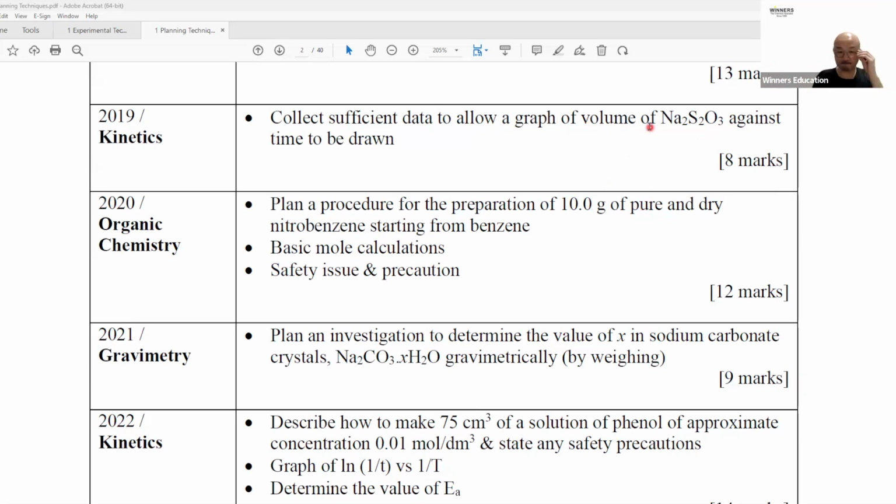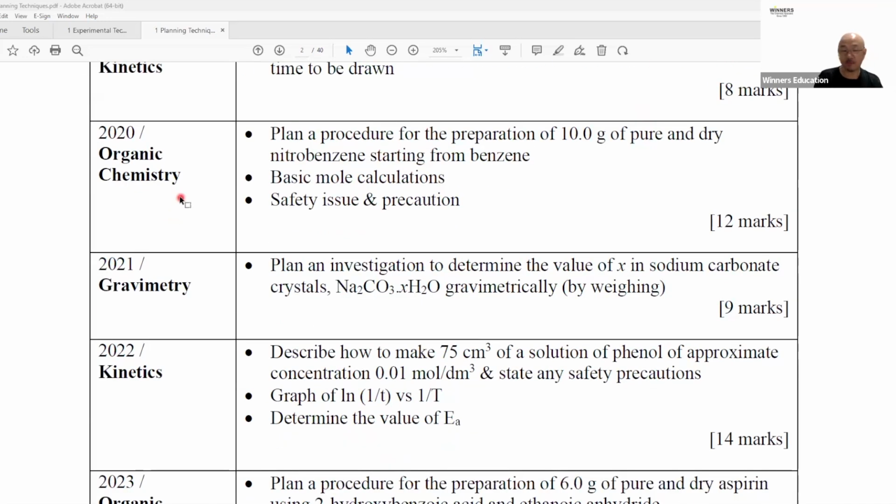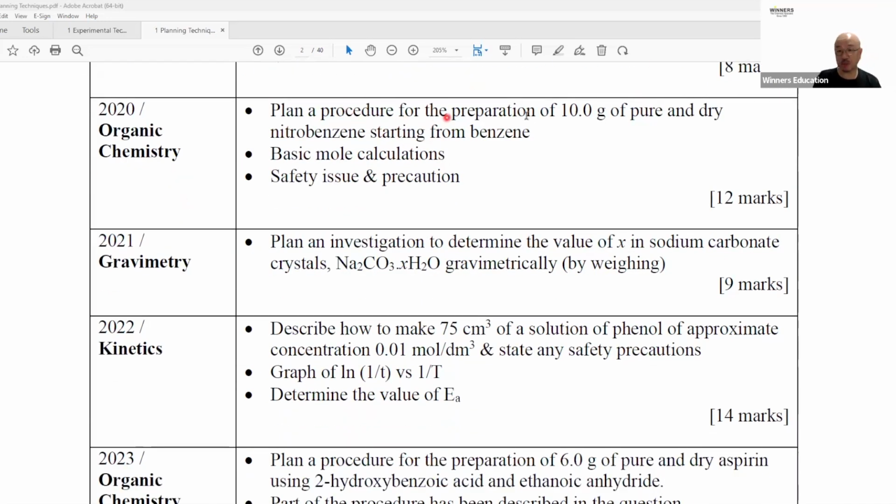For 8 marks. 2020, organic chemistry came out, which is: plan a procedure for the preparation of 10 grams of pure and dry nitrobenzene, starting from benzene. You know what? Those few years, when it transferred from paper 2 to paper 4, everyone said procedure won't come out. Crazy. It has every chance to come out. And in 2020, so many were crying. Everybody thought energetics, kinetics, planning. Zero. Do you agree with me? This is so simple. It's 12 marks.